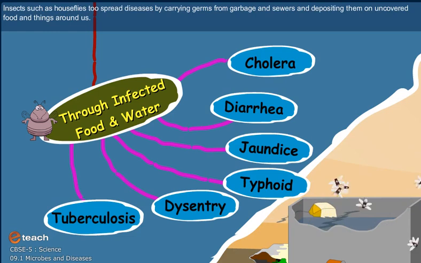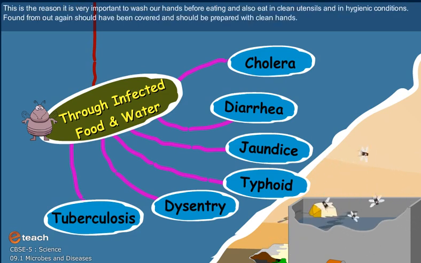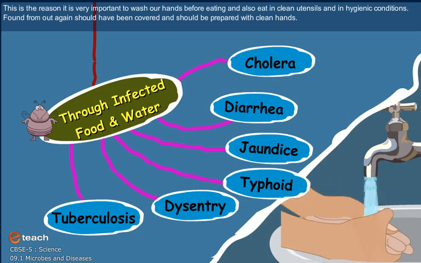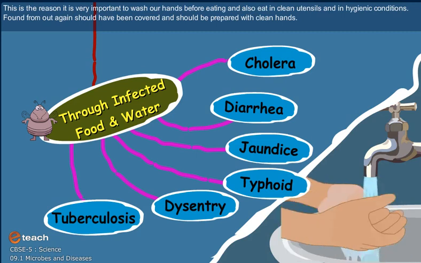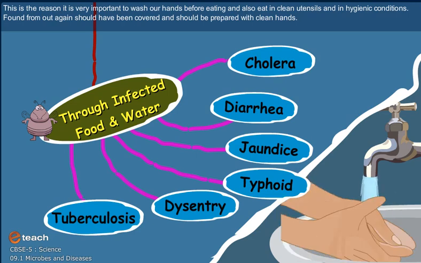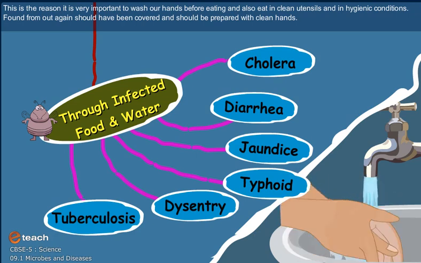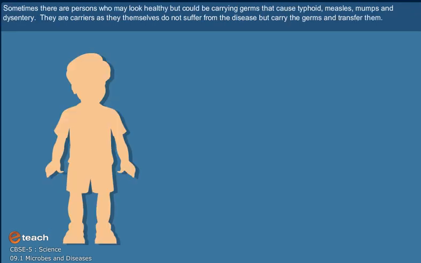Insects such as houseflies too spread diseases by carrying germs from garbage and sewers and depositing them on uncovered food and things around us. This is the reason it is very important to wash our hands before eating and also eat in clean utensils and in hygienic conditions. Food from outside, again, should have been covered and should be prepared with clean hands.